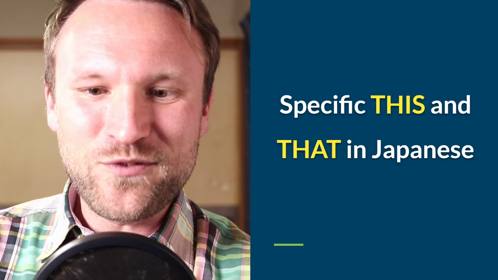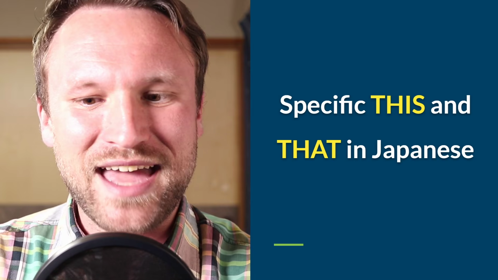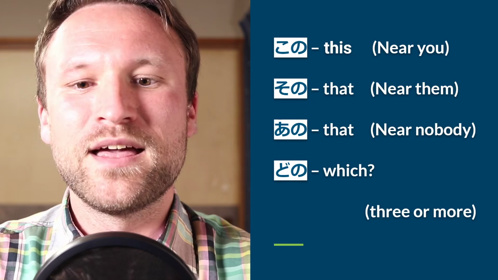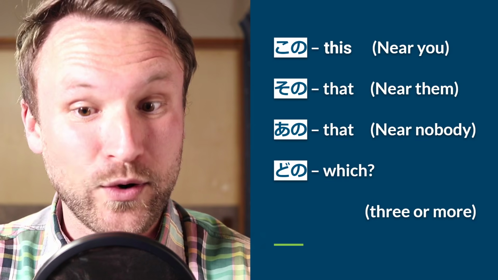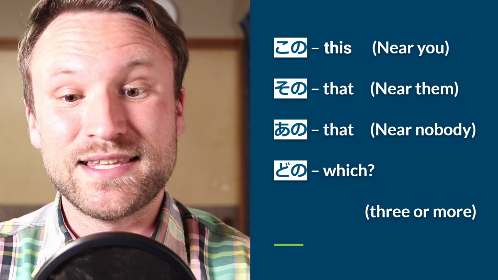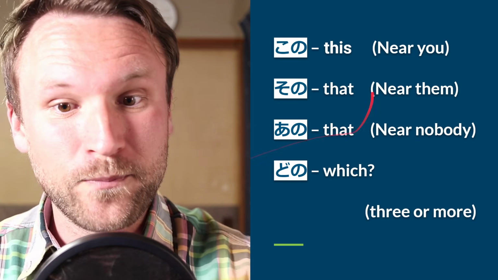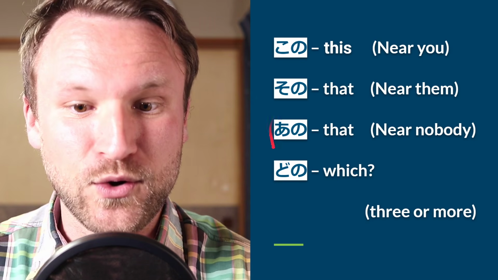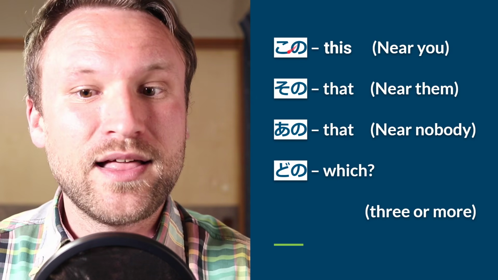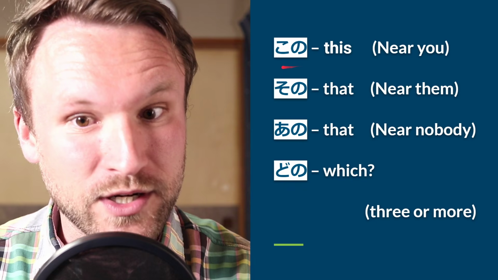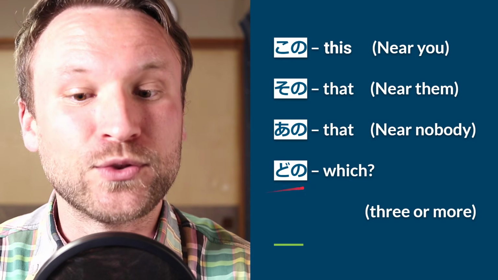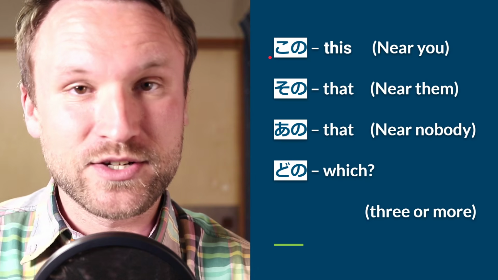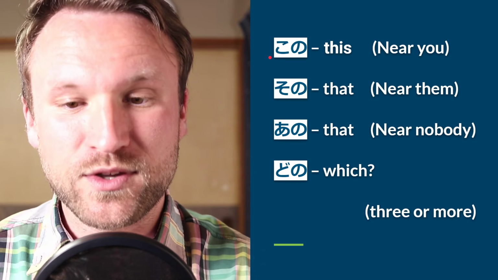All right, so moving on to specific this and that in Japanese. Specific this and that in Japanese, you'll notice some similarities to kore, sore, ano, and dono, and that is the first character, right? We've got ko. Let's bring up my pointer. Ko, so, a, and do. The difference is the last character in the word is no. Kono, sono, ano, dono. So those first characters signify the same thing that they did with kore, sore, ano, and dore.